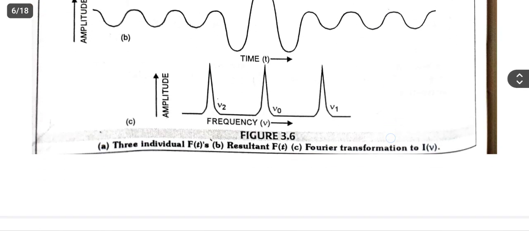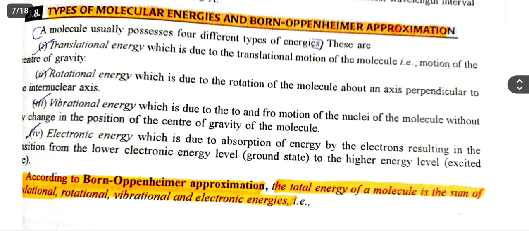Instead of conventional IR, UV, etc. Types of molecular energies. According to the Born-Oppenheimer approximation, a molecule usually possesses four different types of energy. Translational energy, which is due to translational motion of the molecule. Rotational energy, which is due to the rotation of the molecule about an axis.